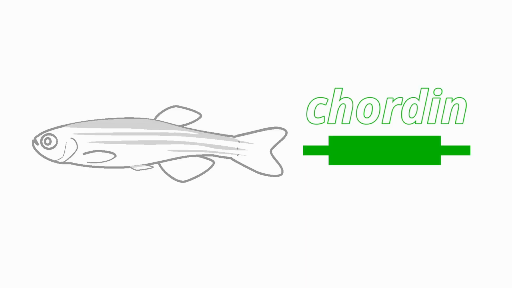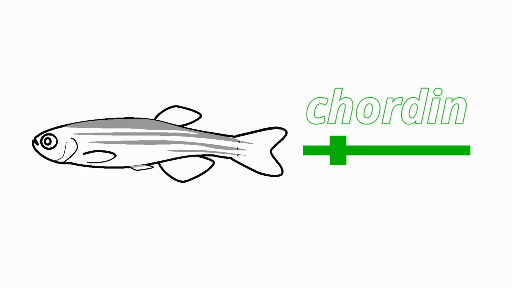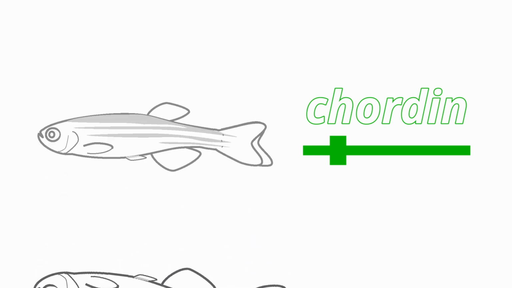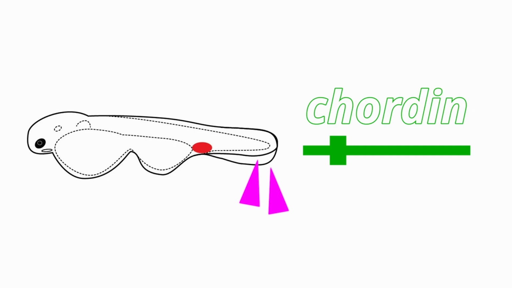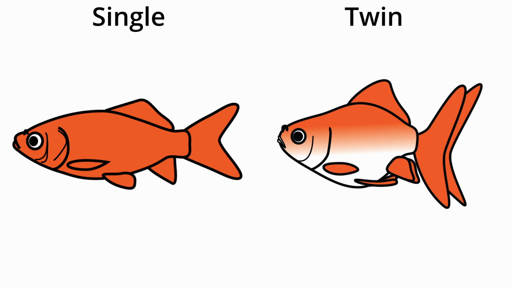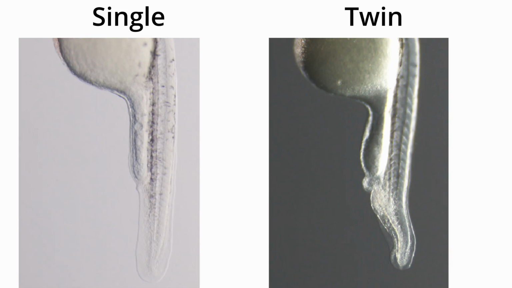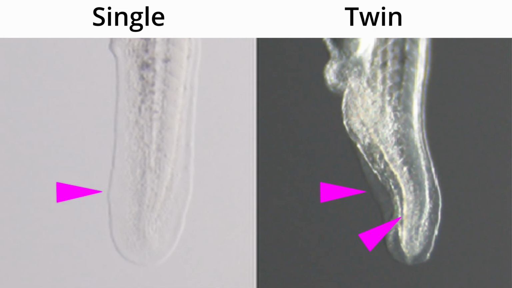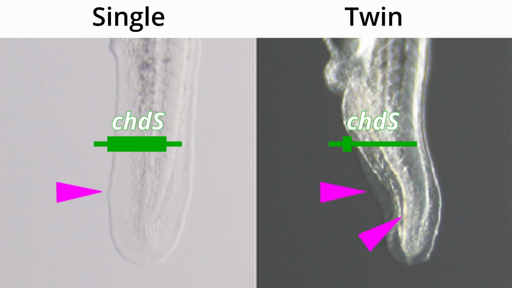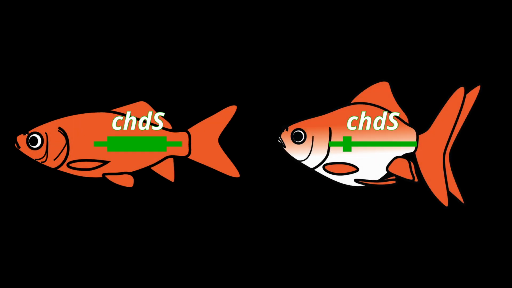When the chordin gene function is reduced in zebrafish, most of them die, but some individuals appear with split tail fins. Observation of their embryos revealed that the caudal fin fold split into two. So what about goldfish? Comparing wild type and twin-tail embryos revealed that the embryonic caudal fin membrane is split in twin-tail goldfish. This suggests that in twin-tail goldfish, the mutation in the chordin gene observed through sequencing analysis causes the caudal fin to split into two.